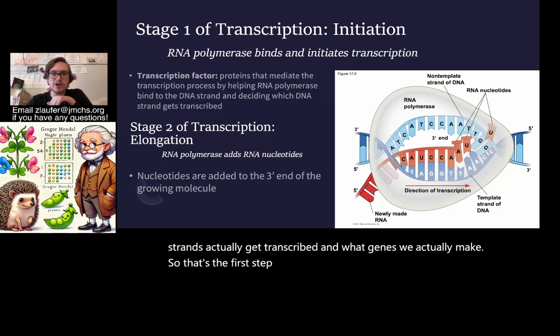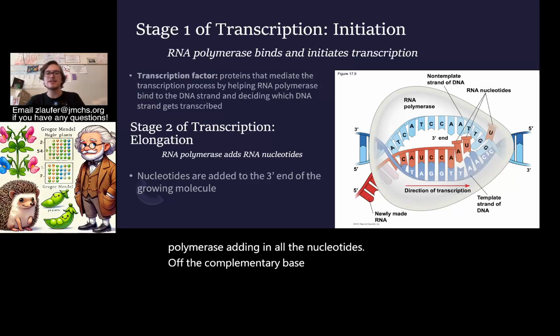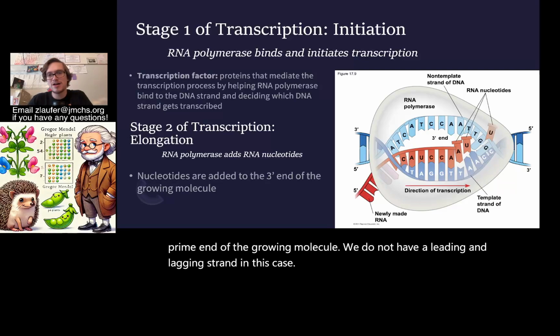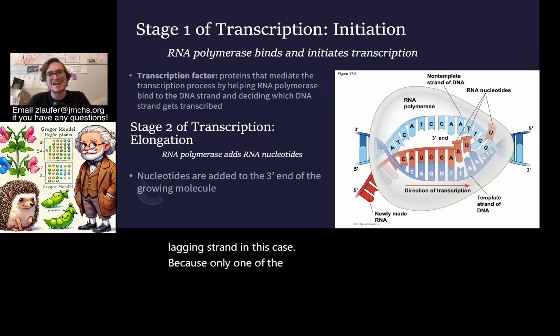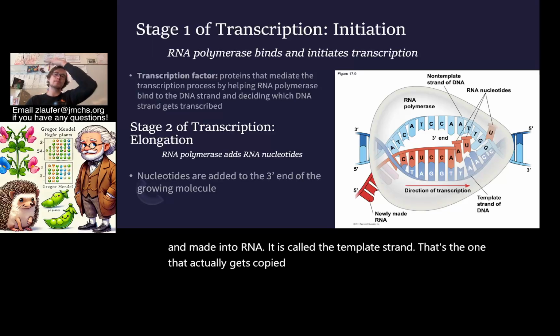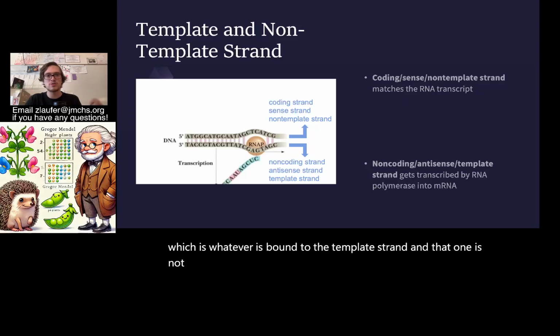Second step is elongation. This is just RNA polymerase adding in all the nucleotides off the complementary base pairing. Yet again, it is to the 3' end of the growing molecule. We do not have a leading and lagging strand in this case because only one of the two DNA strands is actually being copied and made into RNA. It is called the template strand. That's the one that actually gets copied and read. There's a non-template strand, which is whatever is bound to the template strand, and that one is not read or copied.